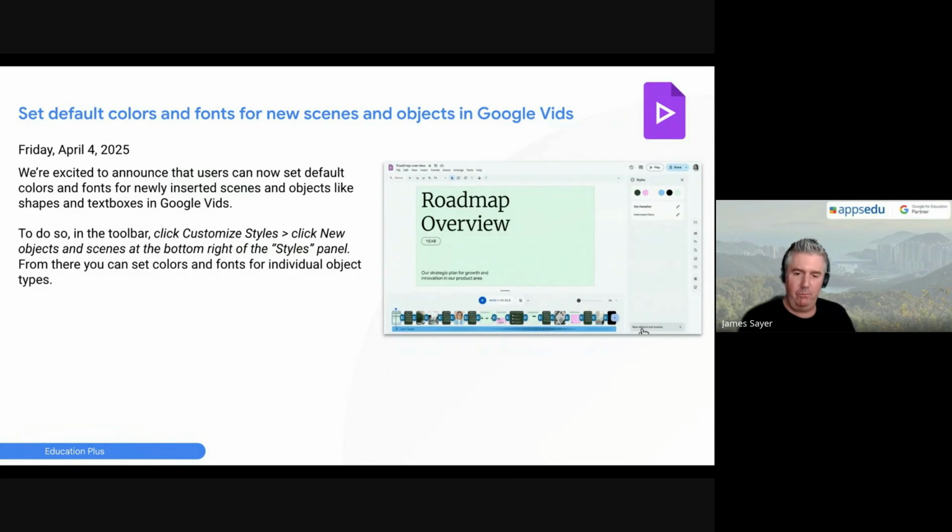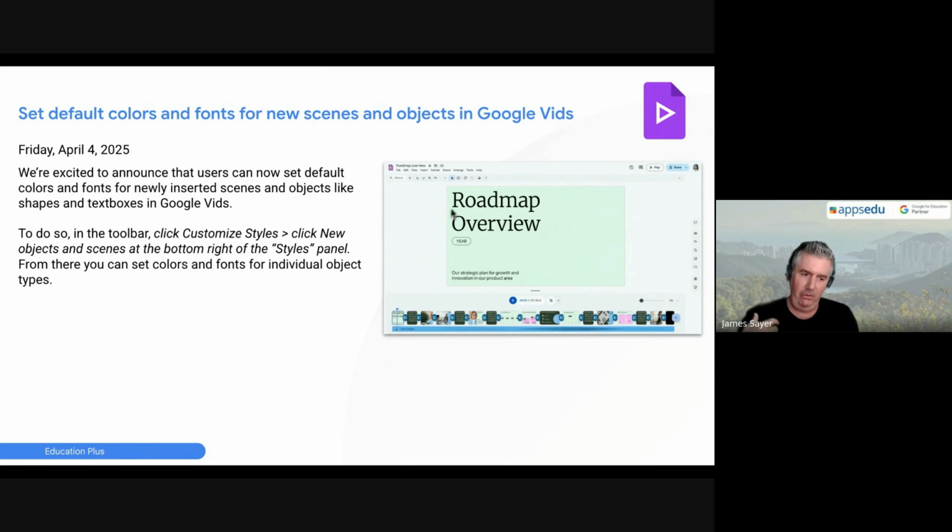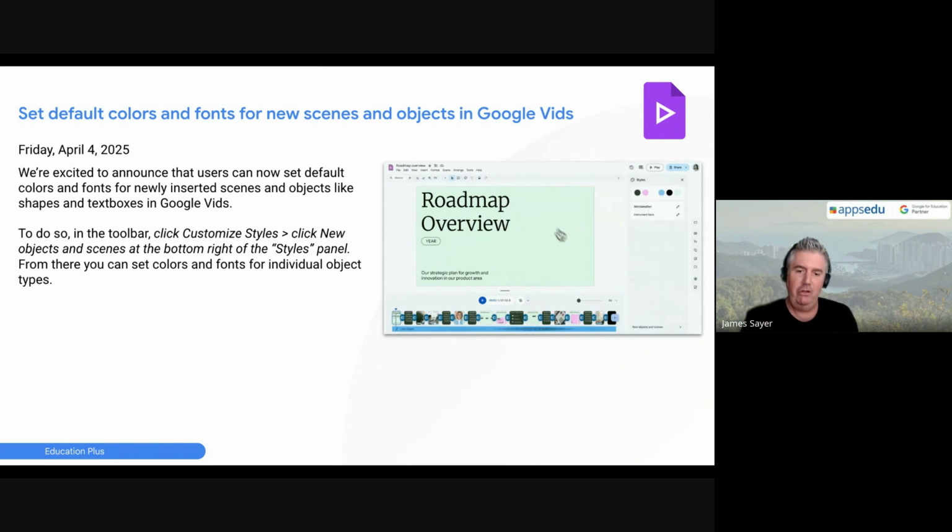Okay, another, more of a minor update to Google Vids. You have the ability to set default fonts and colors for your videos. So for example, maybe you have a school branding that you want to run across the organization, you could set that in Google Vids as well, so your videos are going to adhere to those custom styles.